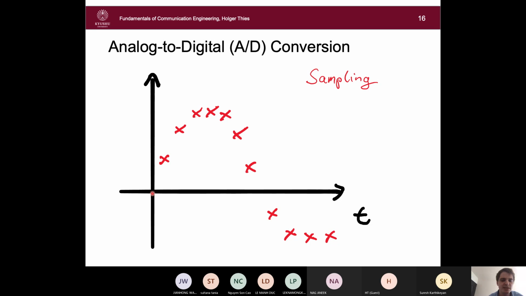But this is still not a digital signal, because if we just sample at some points, we will still get continuous values.